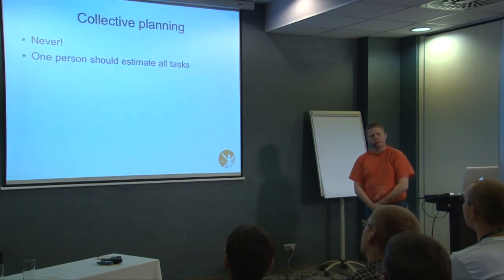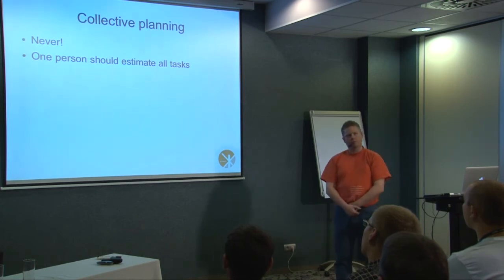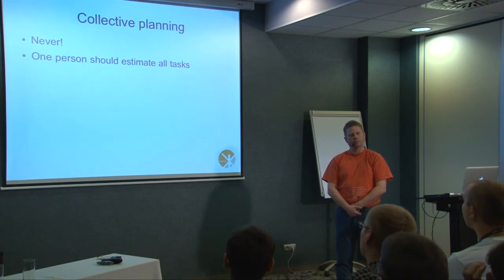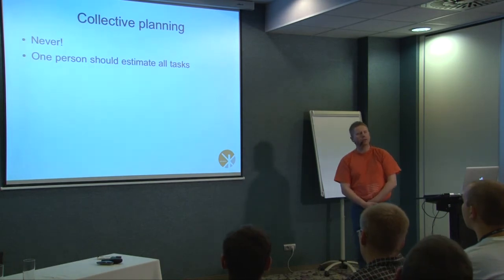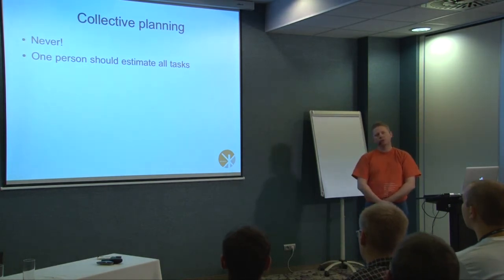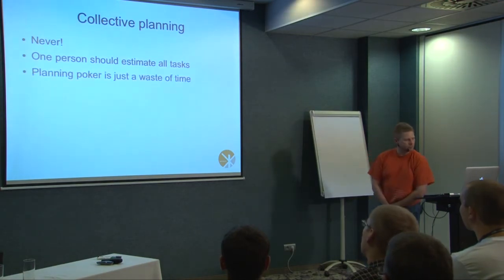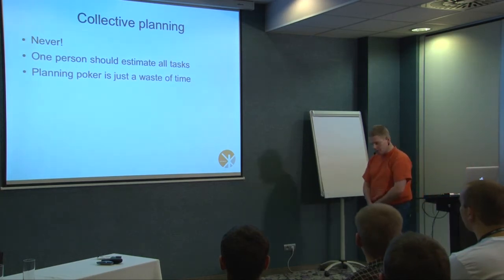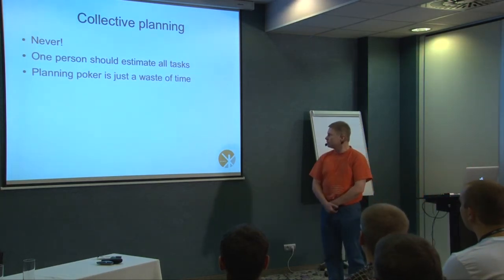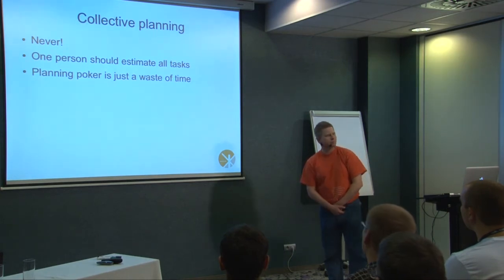So one person should estimate all tasks within the plan, 12 months ahead. And make sure that this person is a really good guy, clever guy, who's really fast, so we actually make sure that you don't get too much time for completing the tasks. Planning poker, well, I've heard about teams doing that. I don't know. I guess they're hippies. And it's probably just a waste of time.